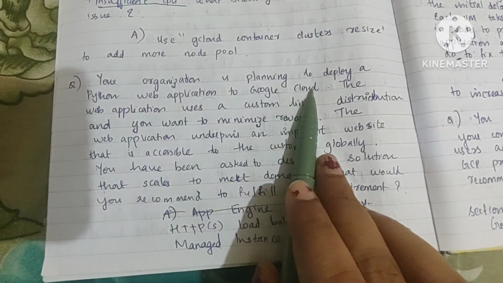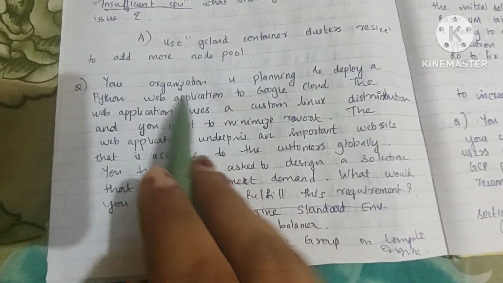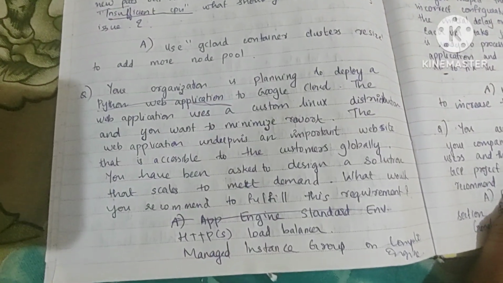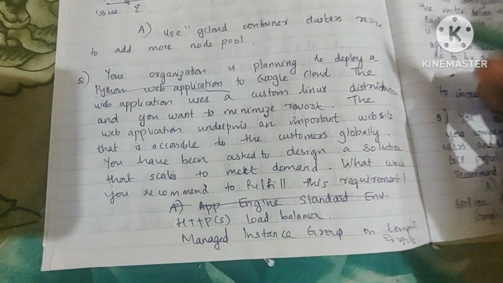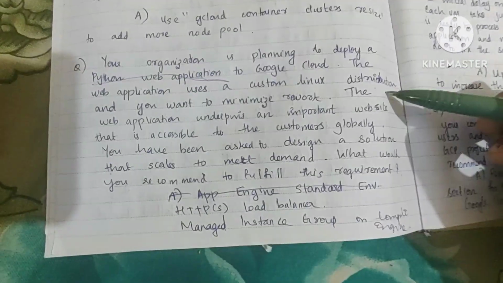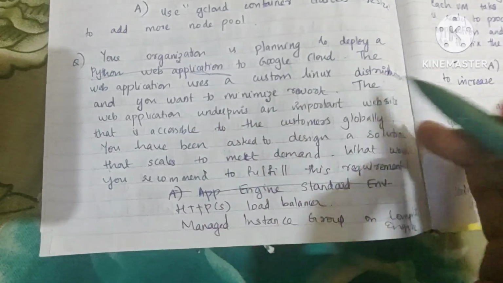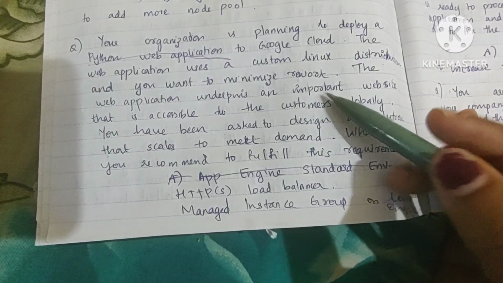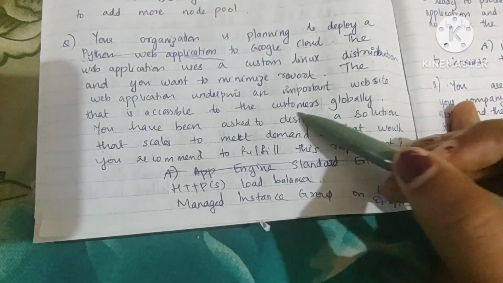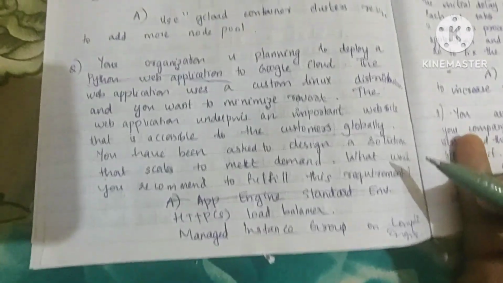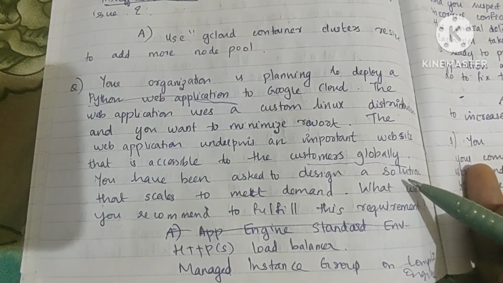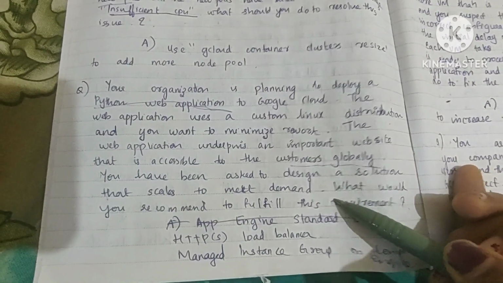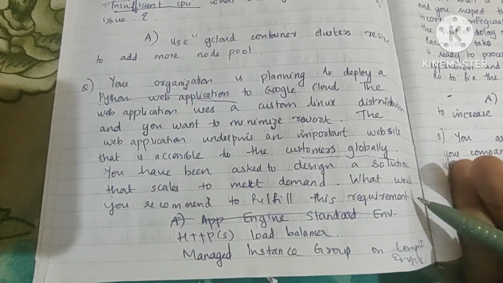Your organization is planning to deploy a Python web application to Google Cloud. The web application uses a custom Linux distribution and you want to minimize rework. The web application underpins an important website that is accessible to the customers globally. You have been asked to design a solution that scales to meet the demand. What would you recommend to fulfill this requirement?